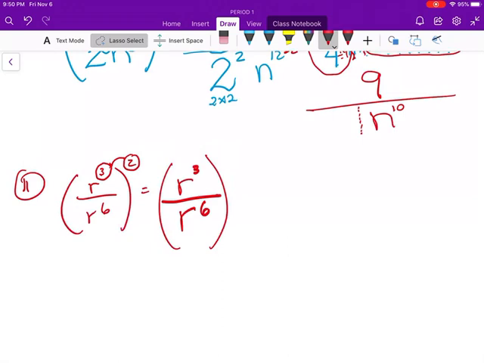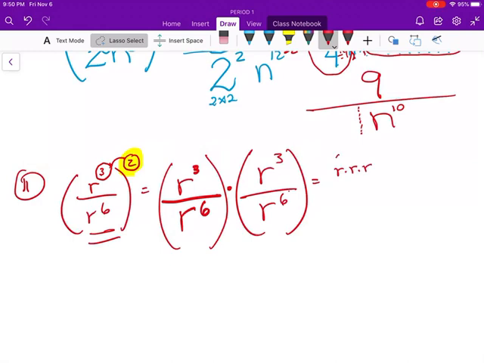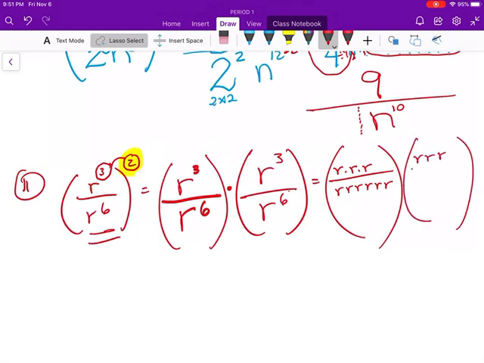If the outside power is 2, that means you have 2 exactly the same as this. You could write it out again. r to the third over r to the 6th times r to the third over r to the 6th. And now here you have r times r times r. And on the bottom I have 1, 2, 3, 4, 5, 6. See, I'm expanding this. On the top, 1, 2, 3. On the bottom, 1, 2, 3, 4, 5, 6.